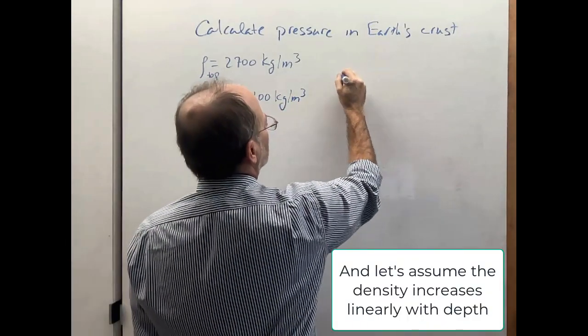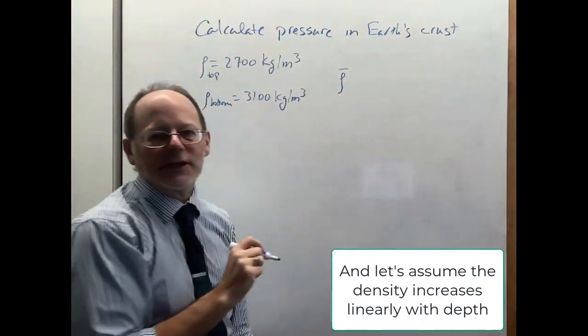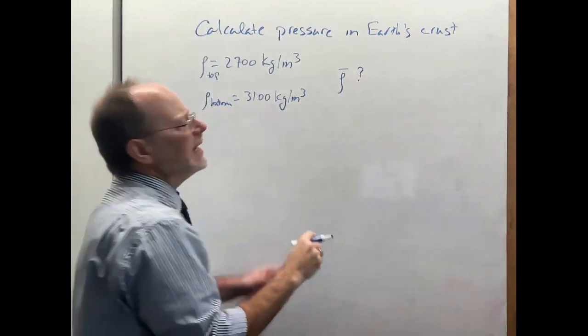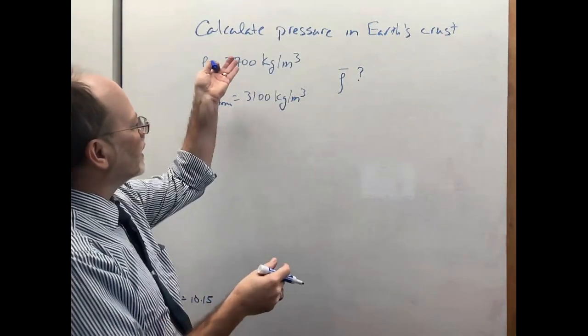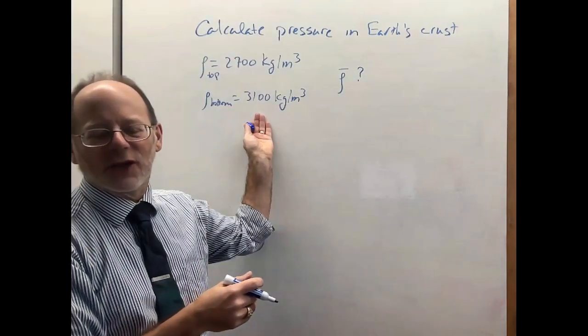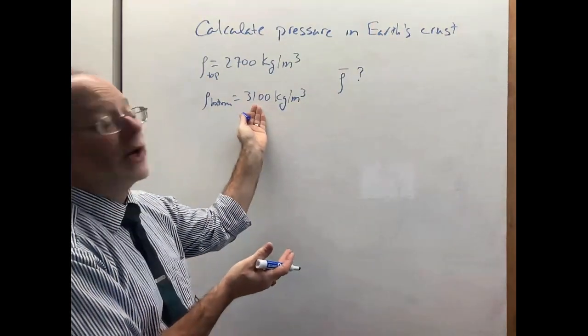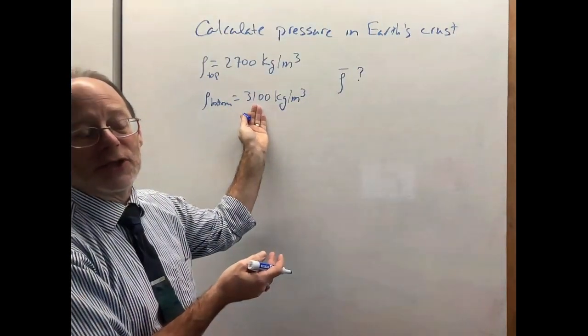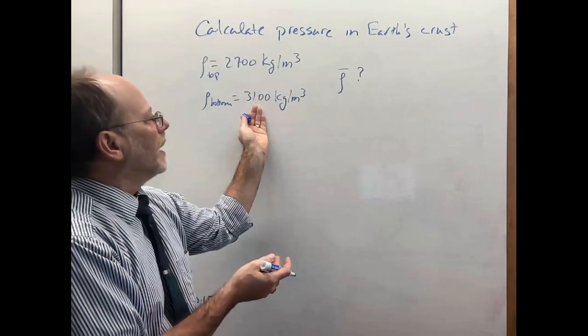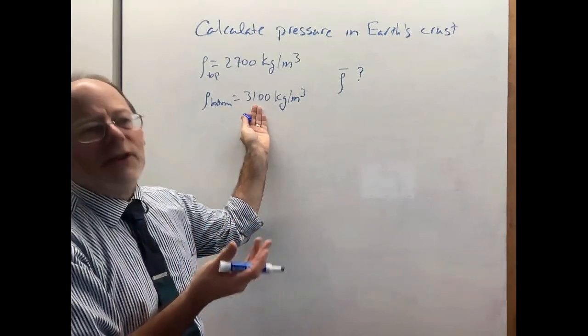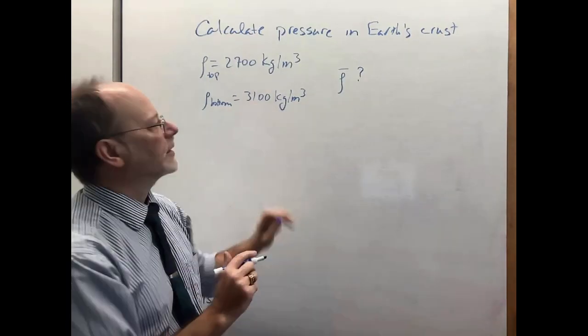What is rho average? Okay, well, if you're averaging over the entire thickness of the crust, the average density, if it's a linear function, is just going to be, what, 2,900 kilograms per meter cubed. But what if you have some other function? How would you calculate it?